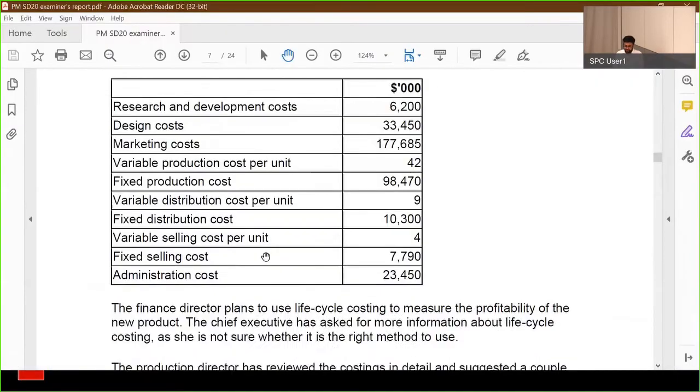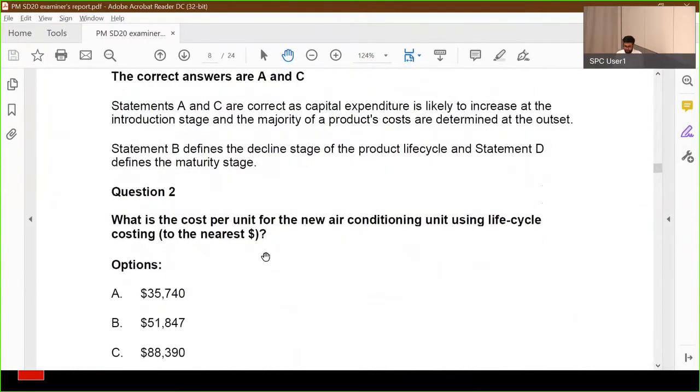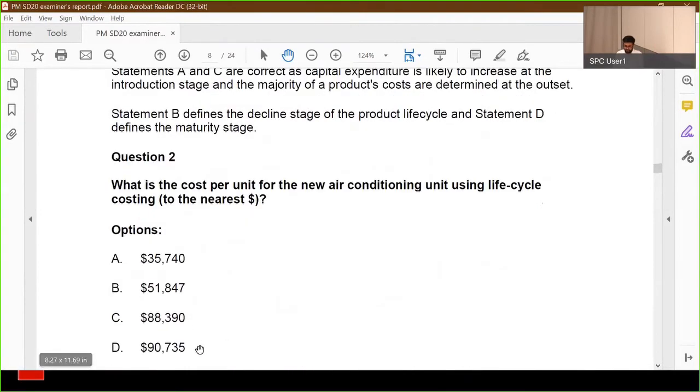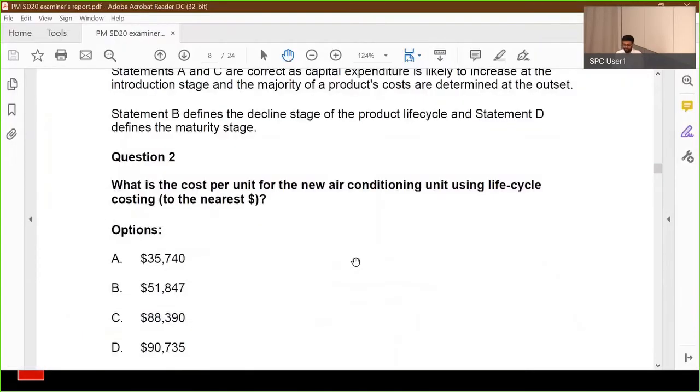Let's see if we have this option or not. So we have this option, 90,735. It means that the right answer for this question is D. So this is how life cycle cost per unit should be calculated.